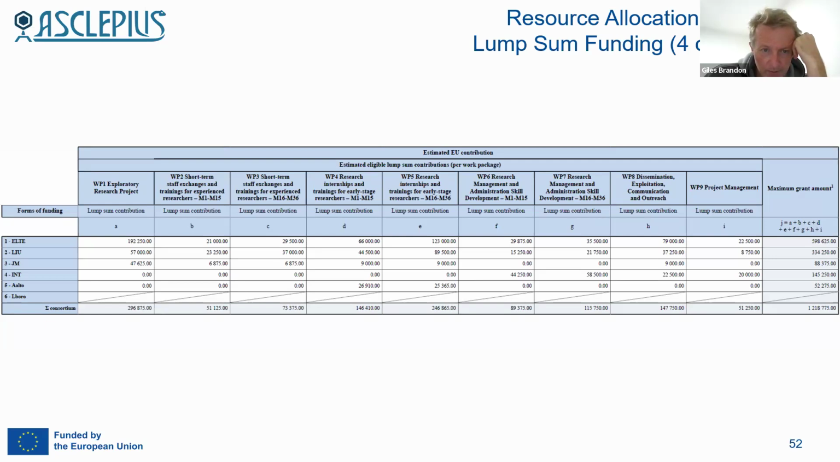So this table shows the different work packages running at the top, and then it shows the different consortium partners, and it shows the budget they have calculated for each and every different work package.